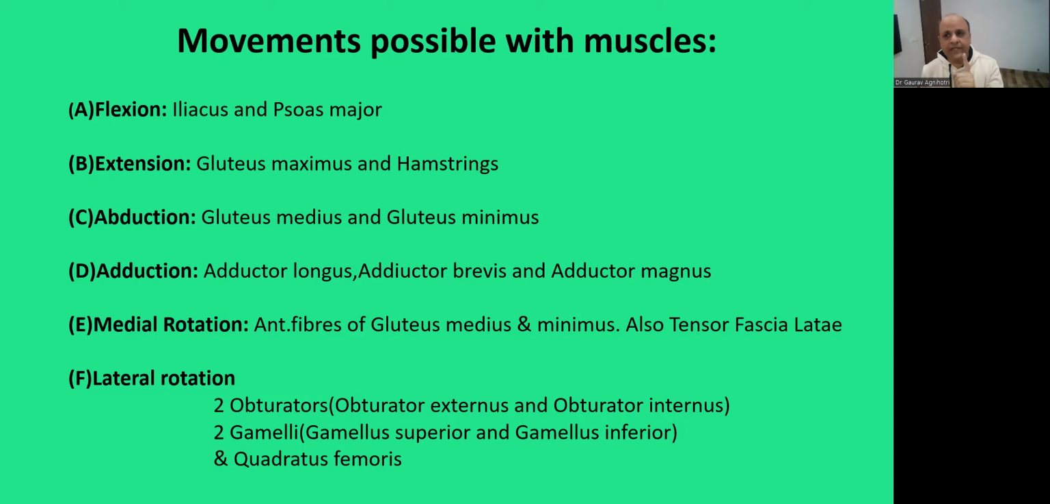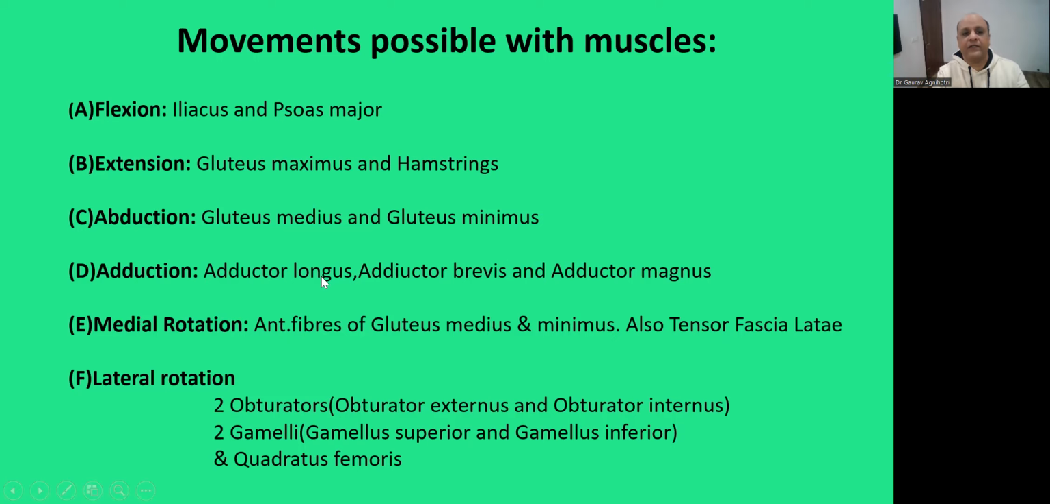Abduction: there is an abductor mechanism at the hip joint, and abductors are the gluteus medius and minimus. And remember that the anterior fibers of the abductors are also medial rotators. So it's always good to remember this way, that abduction is caused by gluteus medius and minimus, and anterior fibers of the abductors cause medial rotation along with tensor fascia lata.